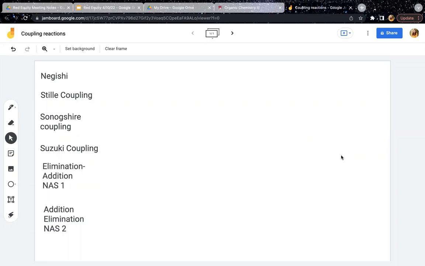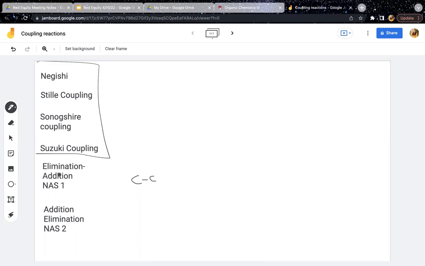Okay, hello everybody. So today we're going to be talking about coupling reactions and NAS reactions as well. To first start off, I just wanted to talk a little bit about what coupling reactions are. So we're specifically going to be talking about these coupling reactions, and really all they are are C-C coupling reactions. So it's just two carbon bonds coming together, and the reaction is formed by a metal catalyst. So all of these reactions are done with metal ones.